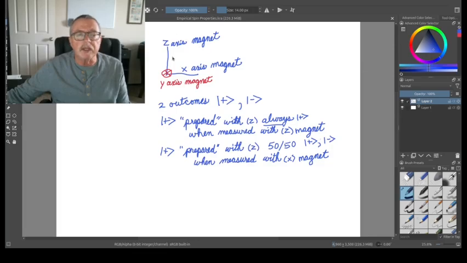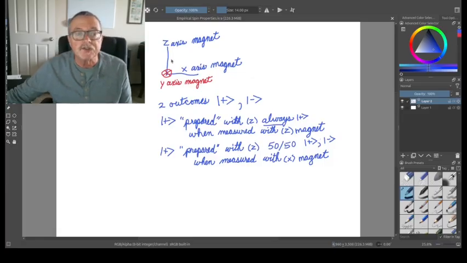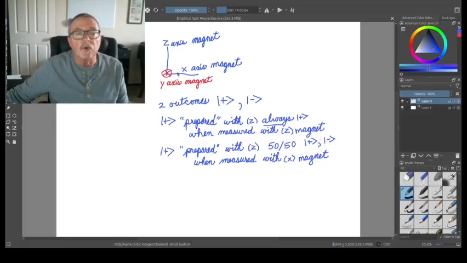When measuring spin, I can use a magnet oriented to the z-axis, which is perpendicular to the beam of silver atoms, or I can use an x-axis magnet, which is also perpendicular to the beam of silver atoms and perpendicular to the z-axis, or I can use a y-axis magnet, and that would be parallel to the beam of silver atoms but perpendicular to the z and the x-axis.